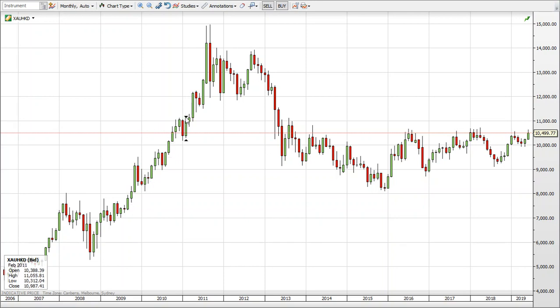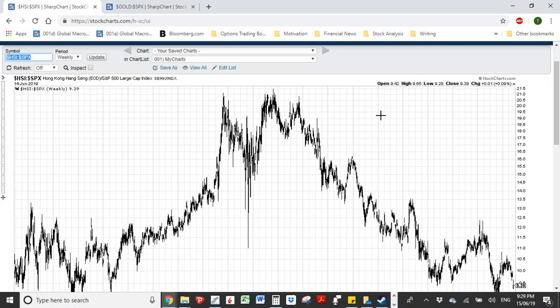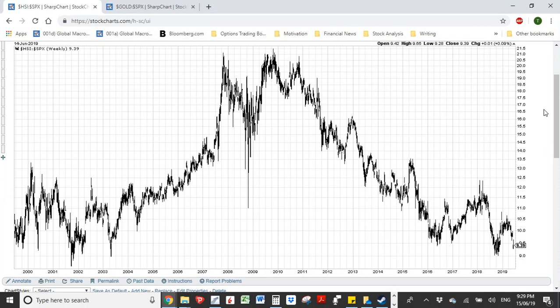Now, in terms of being short the Hong Kong dollar, there's a couple reasons there. First of all, I think that the Hong Kong economy is probably not going as well as some people might like to think. So here I've got a chart of the Hang Seng index against the S&P 500. So you can see that this chart has kind of been going down ever since 2009, ever since after the GFC really.